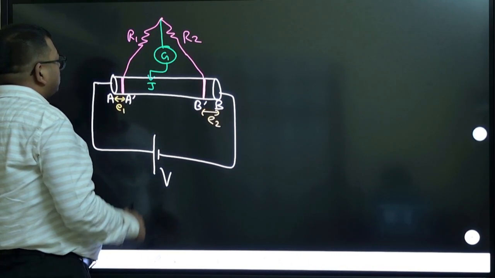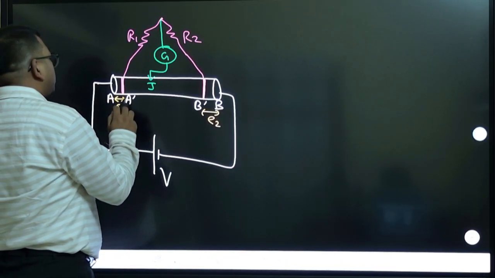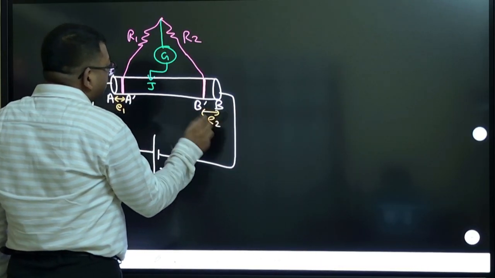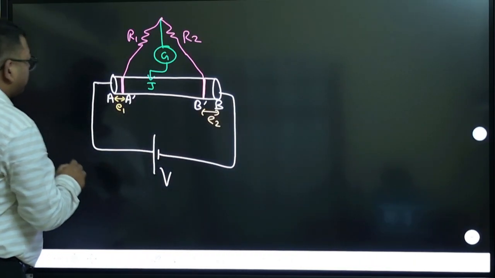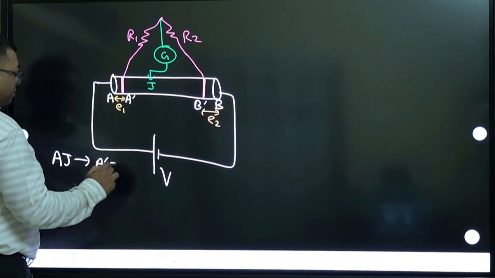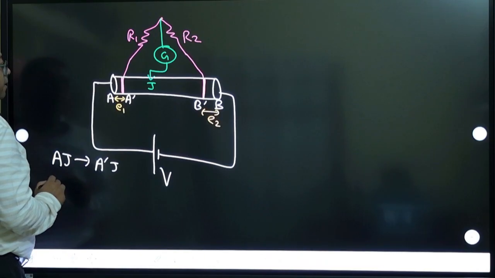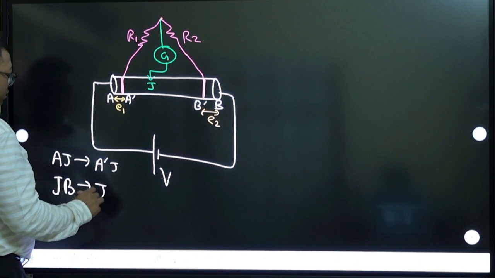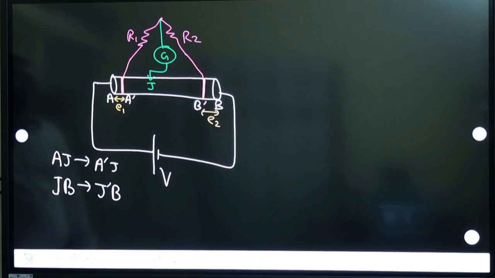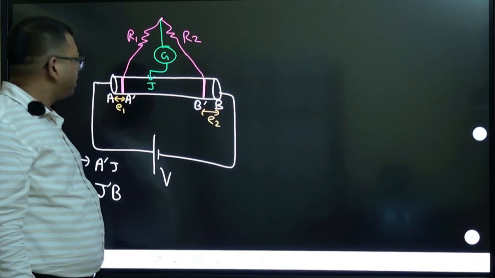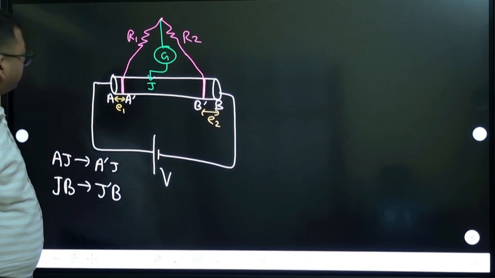So instead of AJ, you have to take A dash J, and instead of JB, you should take J B dash, because the connection is made here. Connection is made at B dash and connection is made at A dash. So these are end corrections.